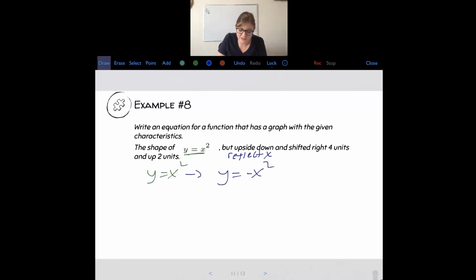If it's shifted to the right 4 units, that means that we are going to be subtracting 4 just from x. Okay, so what that looks like is we still have this negative, but now we're shifting to the right. So we put that in parentheses with x, and then we're going to go up 2 units. Okay, so at the end, we add 2 to this.